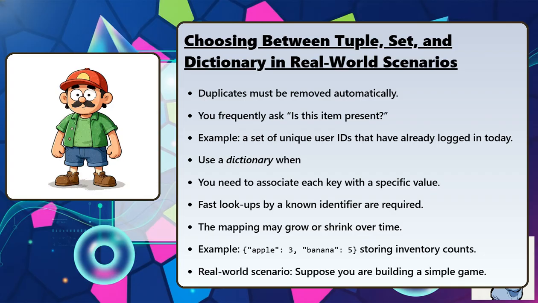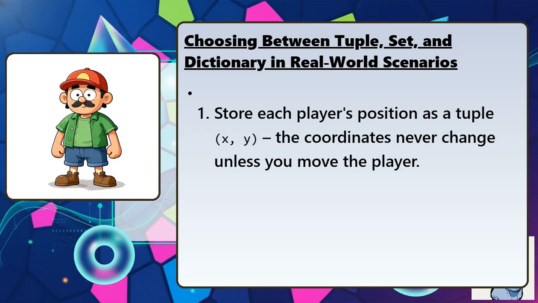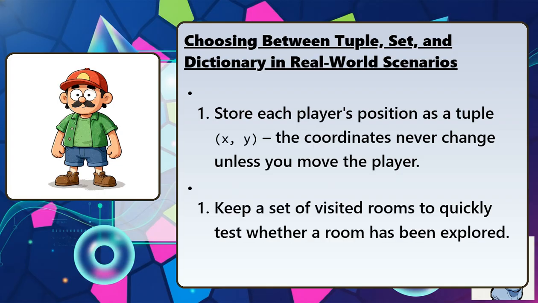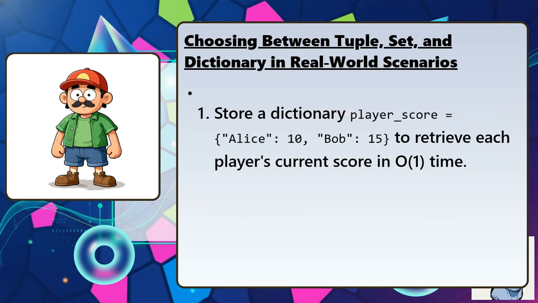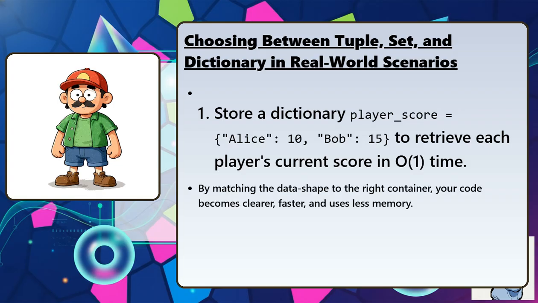Real-world scenario: suppose you are building a simple game. Step 1: store each player's position as a tuple (x, y), since the coordinates never change unless you move the player. Step 2: keep a set of visited rooms to quickly test whether a room has been explored. Step 3: store a dictionary, player_score = {"Alice": 10, "Bob": 15}, to retrieve each player's current score in O(1) time. By matching the data shape to the right container, your code becomes clearer, faster, and uses less memory.